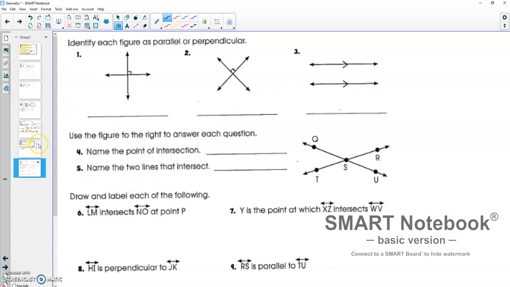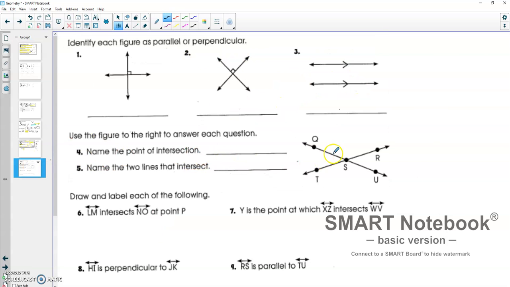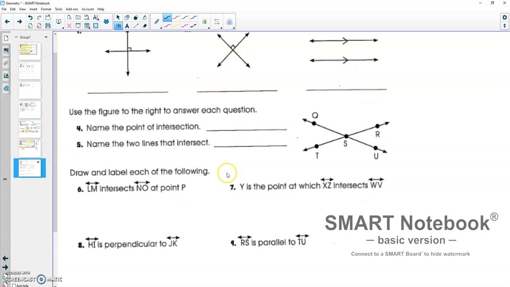Name a point of intersection. If we go back, what is a point of intersection? Crosses each other at exactly one point. So this one was X. Look over here. Where does it cross? And what are the two lines that intersect?